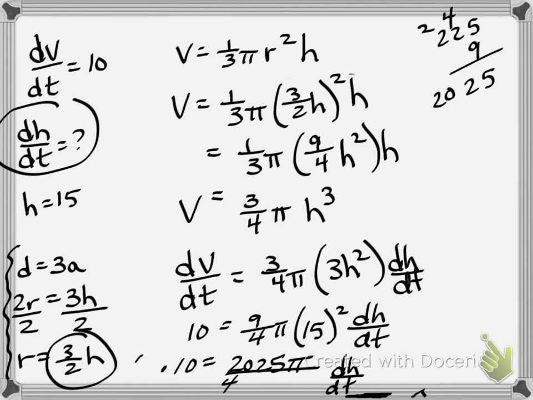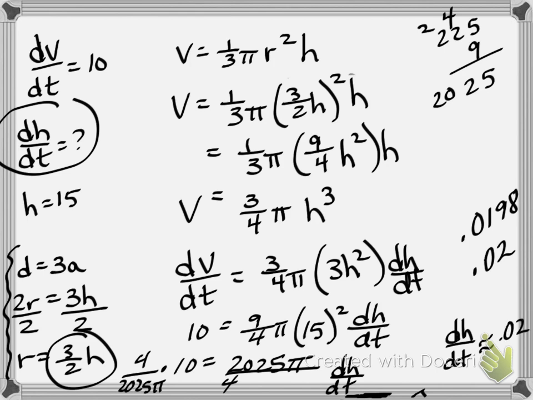If we flip this over and multiply by the reciprocal, it is a really tiny little decimal. Let me pull up my phone again. It's 0.019 or something. 0.0198. So we'll round to the nearest hundredths place, so 0.02. The rate the height is changing is approximately 0.02, and the units on this were feet per minute.